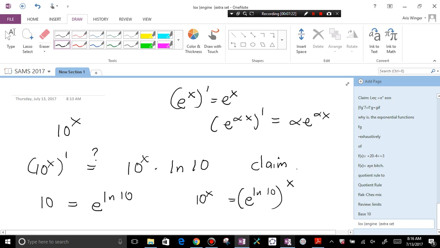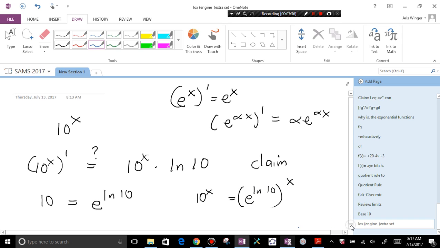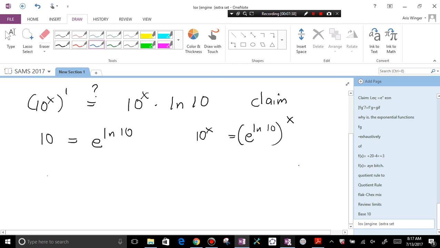I just raise both sides to the x power. Okay. What's the product of these two? You multiply, right? Yeah, you multiply. So then 10 to the x is equal to e to the x natural log of 10. Right?